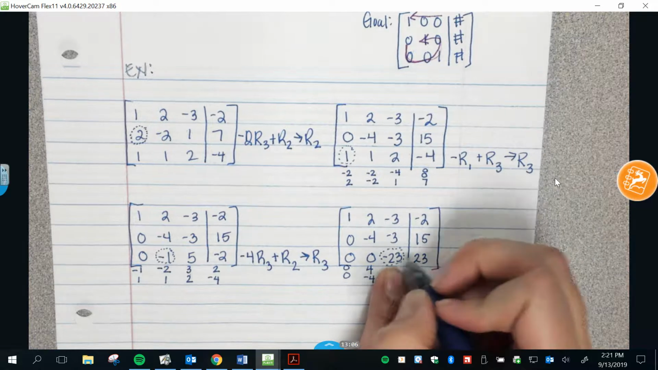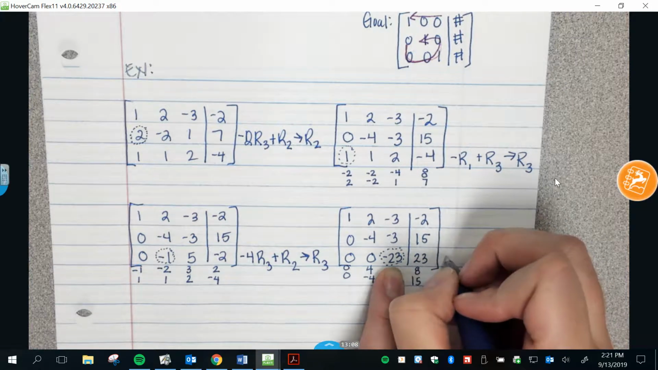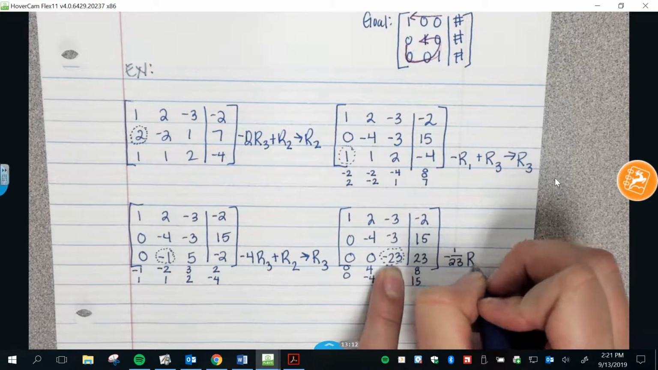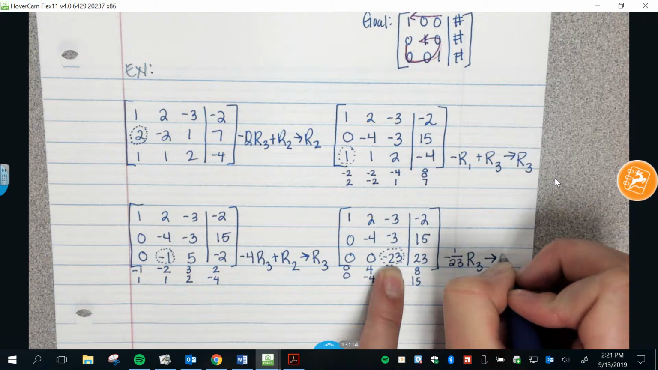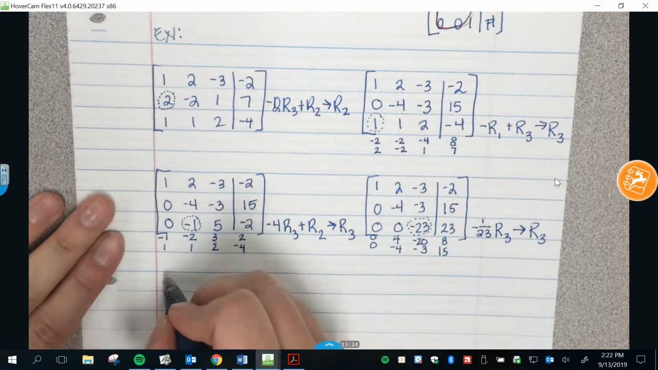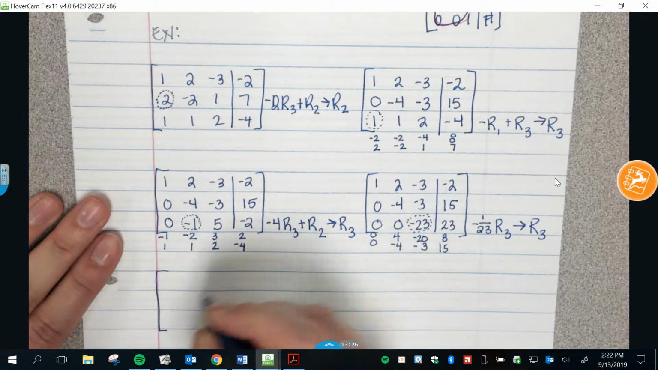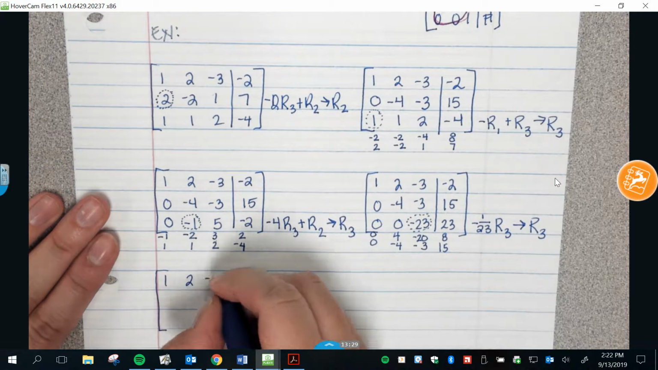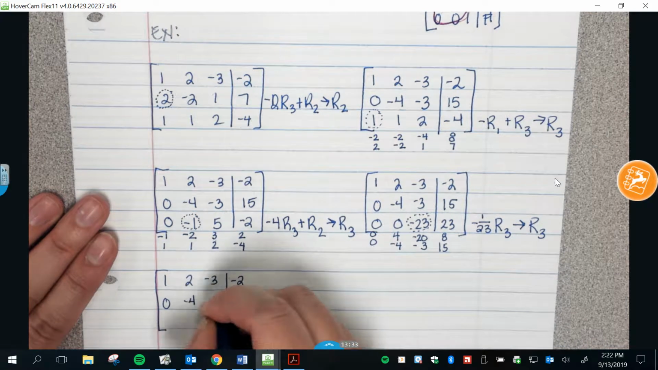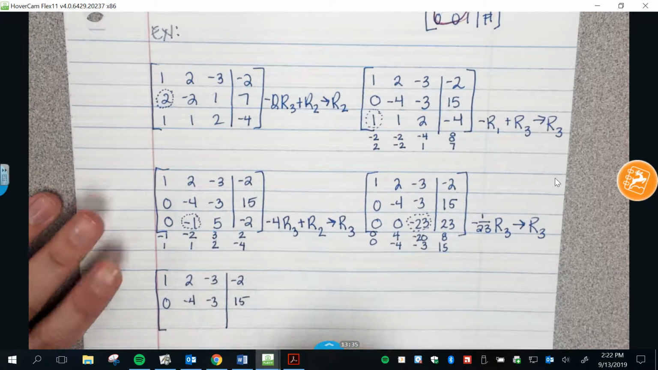So all I'm going to do is multiply this row by -1 over 23. So I wrote -1 over 23 times row 3 into row 3. It's essentially saying divide by -23. But we have to say it with multiplication, not with division, okay? Okay, down here, first 2 rows stay the same. Copy them down. 0, -4, -3, 15. Okay.